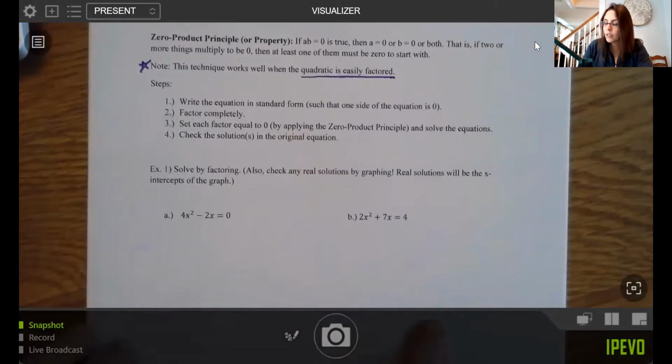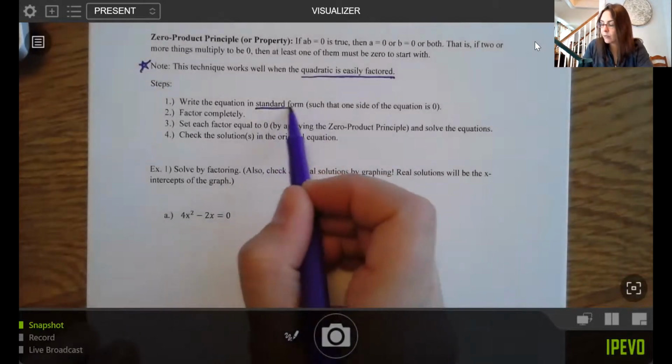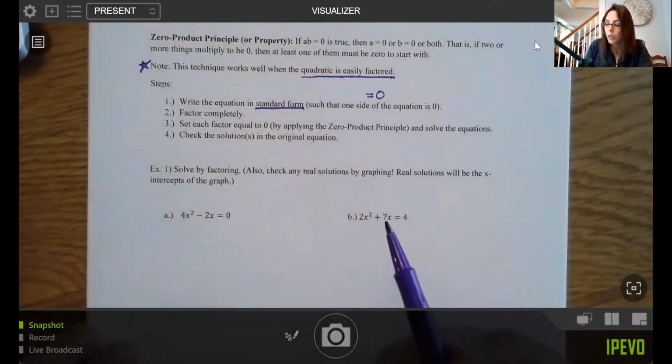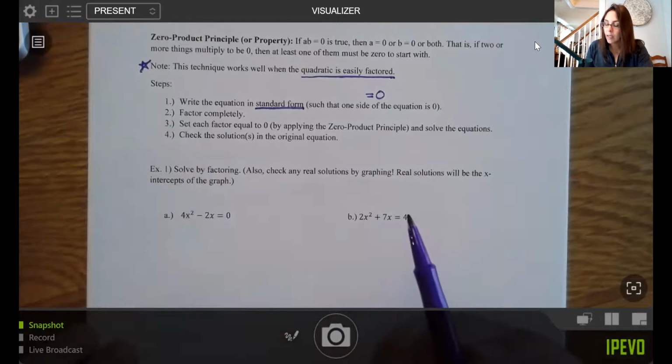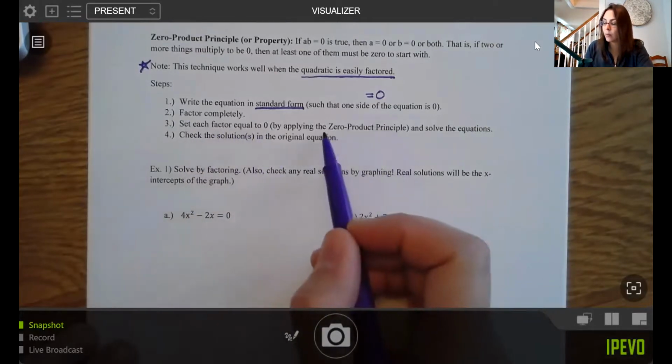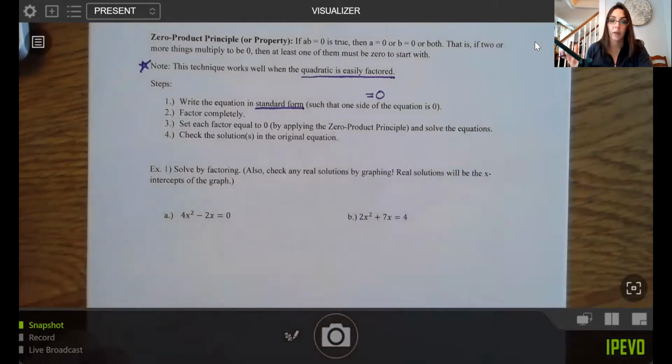So what you're going to do first is make sure that you are in standard form, meaning that one side of the equation is equal to 0. You're going to factor completely, and then you're going to set each factor equal to 0, which is really us applying that zero product principle, and we're going to solve the equations. And then, of course, you can always check your solutions in the original equation.